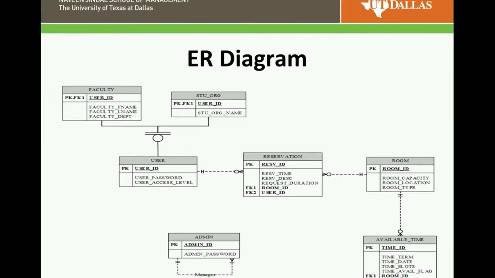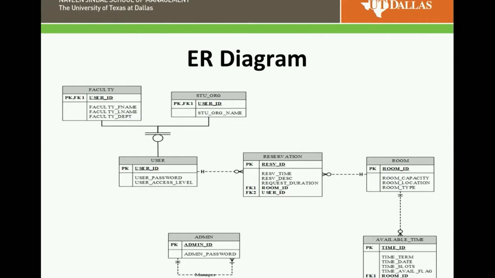Okay, thanks, Manish. And I will talk about the ER diagram, which shows how the database works. And here the supertype user has 2 subtypes, faculty and student. The student organization will show the name of the organization, and the faculty will show the name of the person and the department. All of them are based on different access levels and should have a user ID and password to log in.